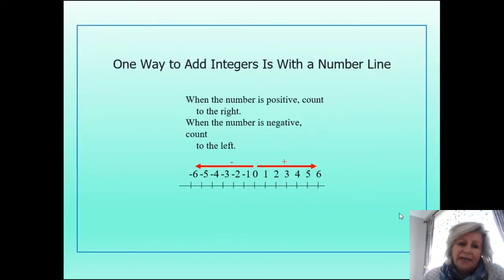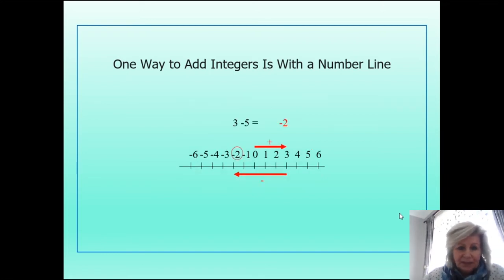Then one way to add integers is with a number line. When the number is positive, count to the right. When the number is negative, we count to the left. So, for example, 3 minus 5 is equal to -2. But have a look on a number line. You start with 3 and then you minus 5 from that. So move to the left 5 places.